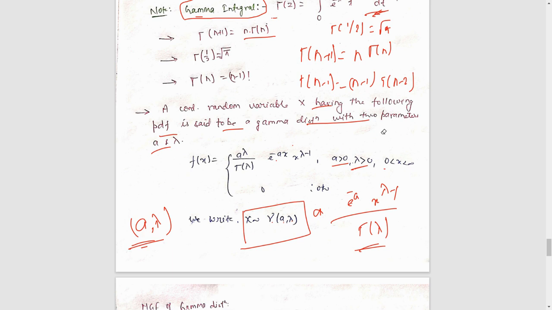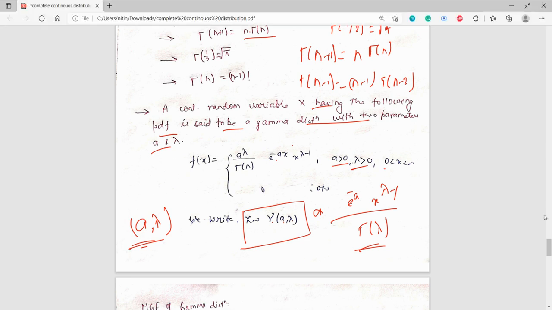Okay. Now we have some properties of the gamma integral, and obviously we saw the gamma integral property. We also have some properties of the gamma distribution, and we talked about the property in terms of two parameters. And when you put a is equal to 1, you get the things for the single parameter also. Okay. So let's see some properties.